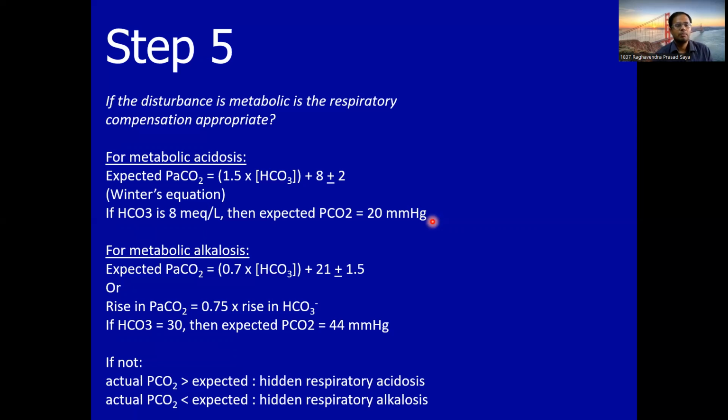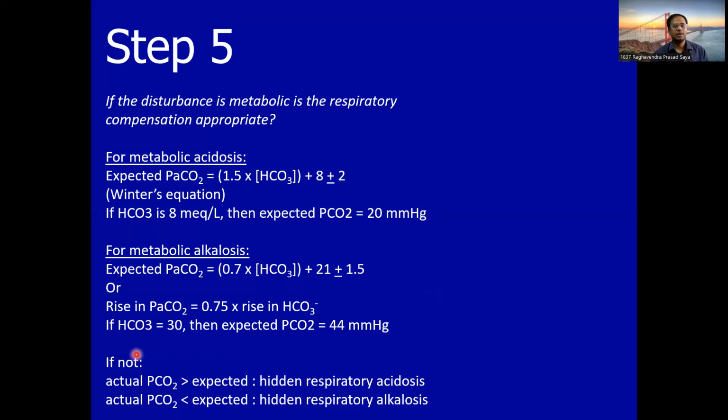Now coming to, if the primary disorder is metabolic alkalosis. In metabolic alkalosis, what will happen? There is an increase in bicarbonate. So correspondingly, there should be an increase in PCO2. That is a normal compensation, a compensation which occurs. Here the expected PCO2 should be 0.7 times the bicarbonate plus 21.